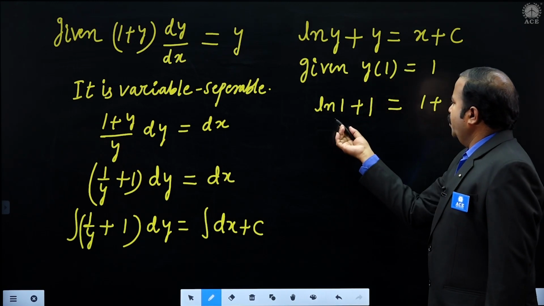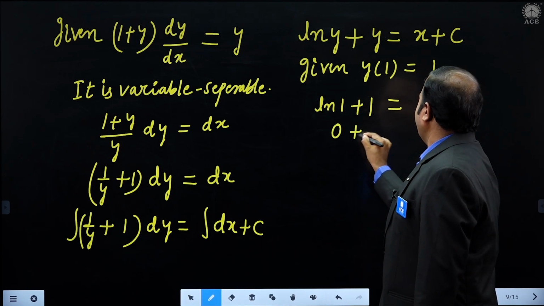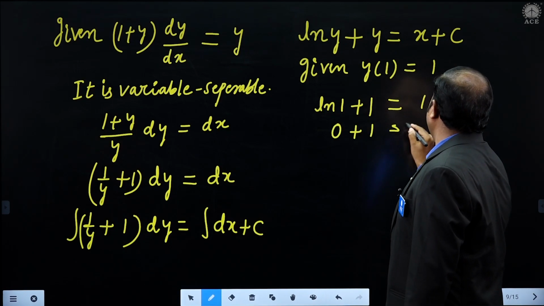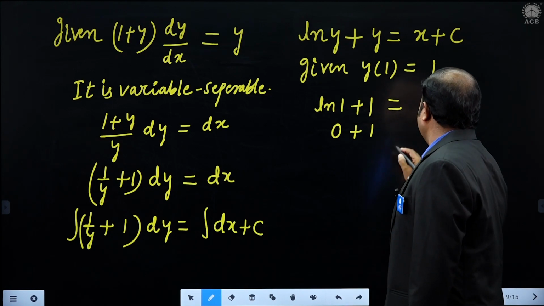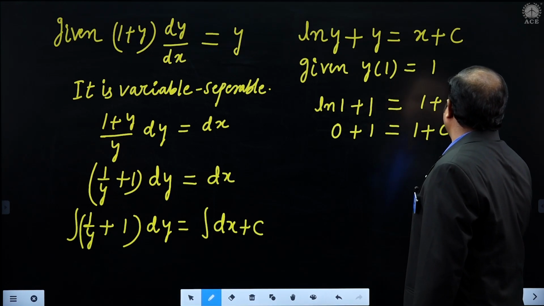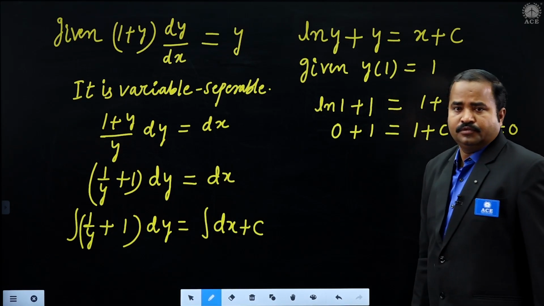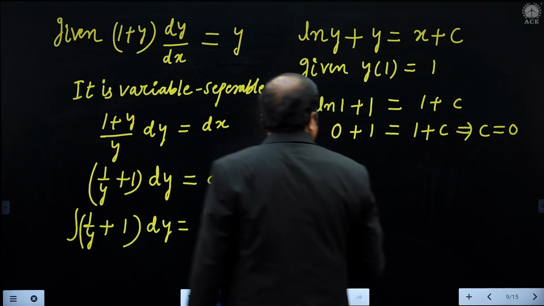Right. We know that log 1 value is 0 only, plus 1 equal to 1 plus c. That implies c value is 0 only. So finally, what is the solution?